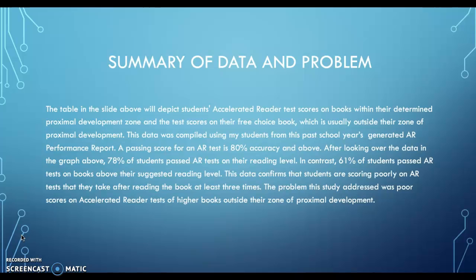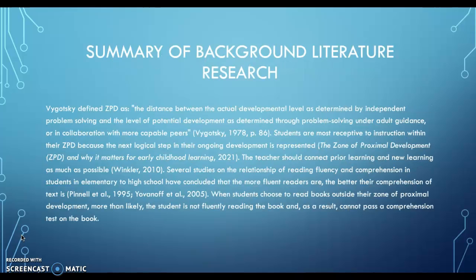After looking over the data in the graph above, 78% of students passed AR tests on their reading level. In contrast, 68% of students passed AR tests on books above their suggested reading level. This data confirms that students are scoring poorly on AR tests that they take after reading the book at least 3 times. The problem this study addressed was poor scores on Accelerated Reader tests on higher books outside of their zone of proximal development.